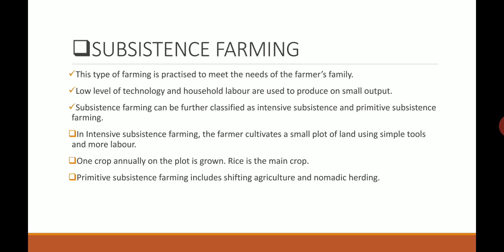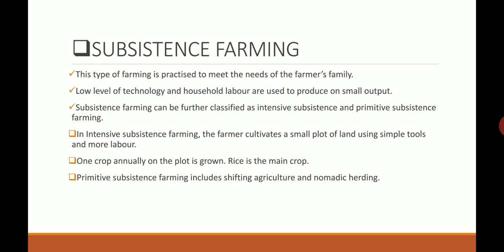Subsistence farming can be further classified into two types: intensive subsistence farming and primitive subsistence farming. In intensive subsistence farming, the farmer cultivates on a small piece of land or a small plot, and uses very simple tools and more labor for agriculture. Only one crop per year is grown, and rice is the major crop.